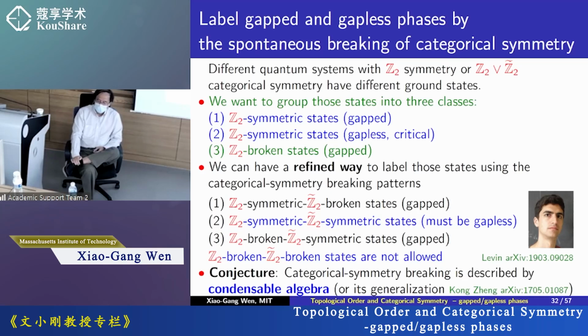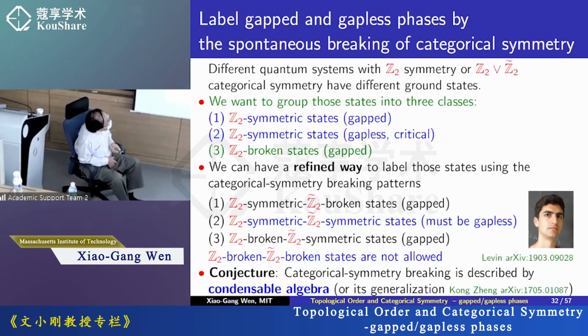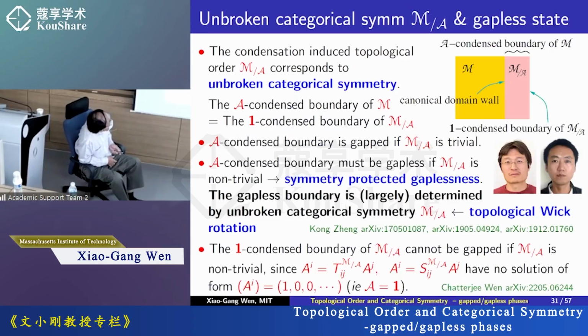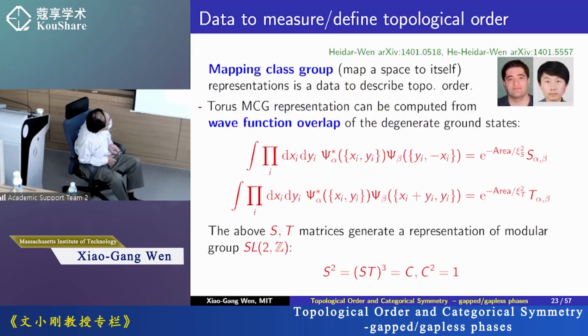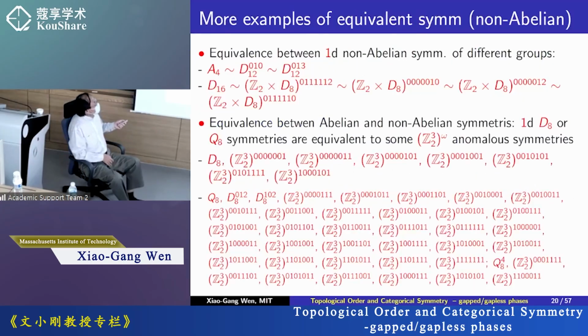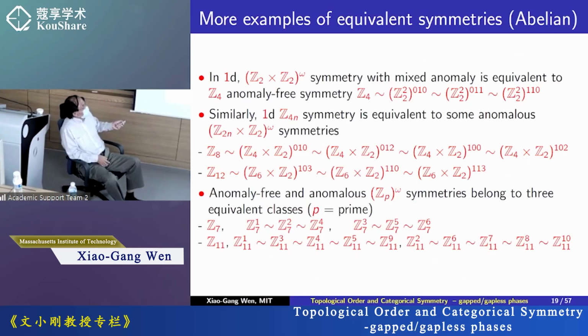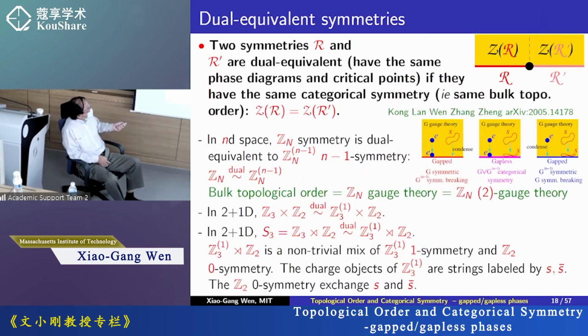So I think you explained the duality for a bulk 2+1 dimensional Z2 gauge theory. If the bulk theory is a 3+1 dimensional Z2 gauge theory, what is the categorical symmetry in the boundary? Let me see. So this is a picture for a 2+1 dimensional boundary and a 3+1 dimensional bulk.